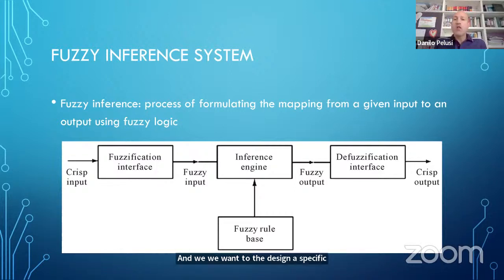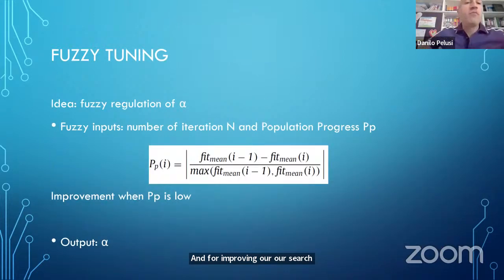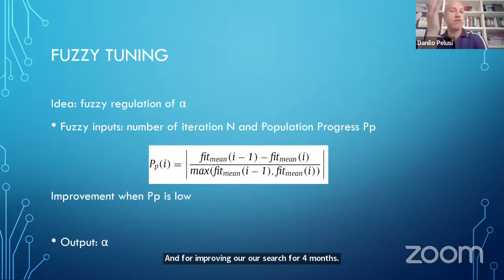This is the main scheme of a fuzzy inference system, and we want to design a specific fuzzy inference system to adjust the parameter alpha and for improving our search performance.